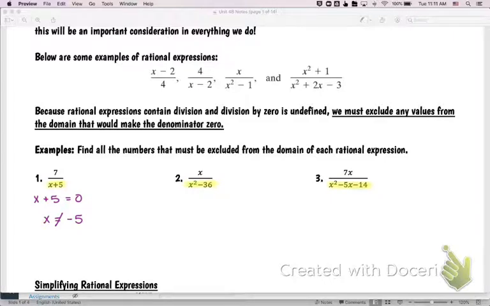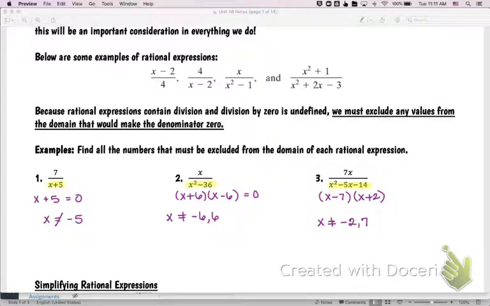That's our excluded value. For this one, if I factor this denominator, we get x plus 6, x minus 6, and if we set that equal to 0, we see that x cannot be negative 6 or positive 6. And for number 3, similarly, we can factor this denominator. We get x minus 7 and x plus 2. So that tells us that x cannot be negative 2 or positive 7. So that's how we determine what needs to be excluded.